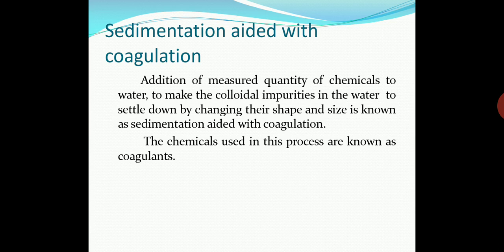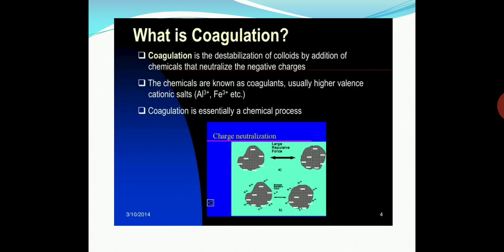Many of the impurities won't settle down. Impurities which have specific gravity more than that of water settle down, and some impurities which have specific gravity less than that of water won't settle down. For those, we add some chemicals so that they change their shape and size and the impurities settle down. The chemicals we add to water are known as coagulants. So, this process is known as sedimentation aided with coagulation.